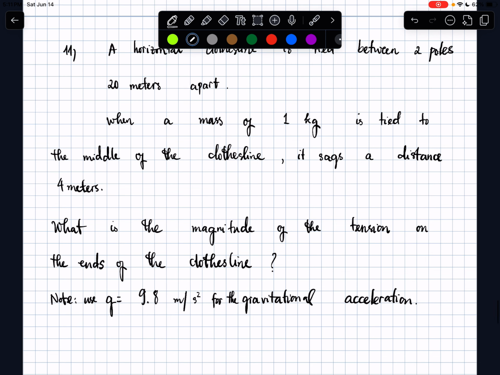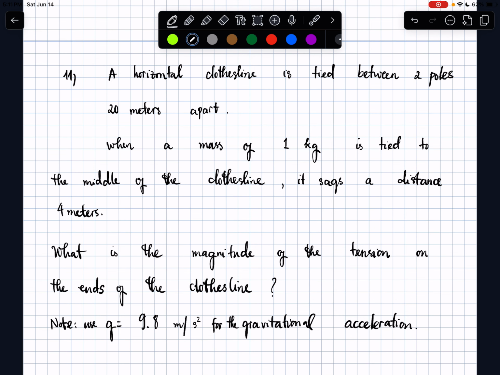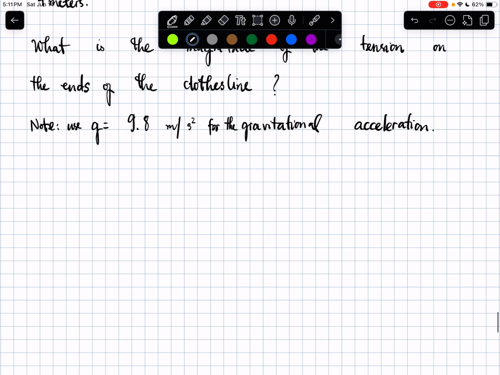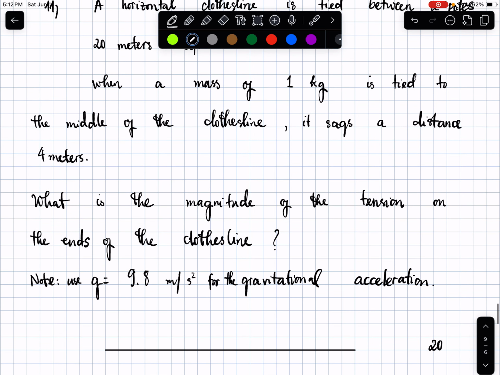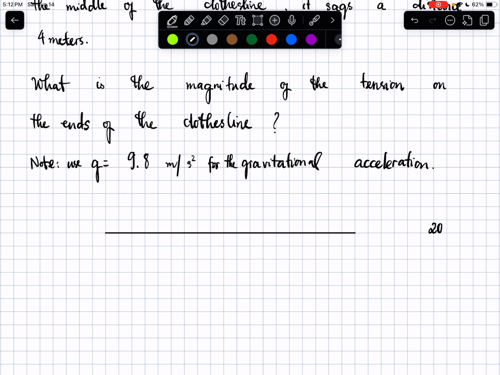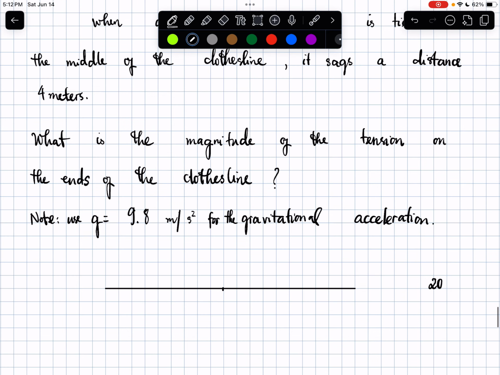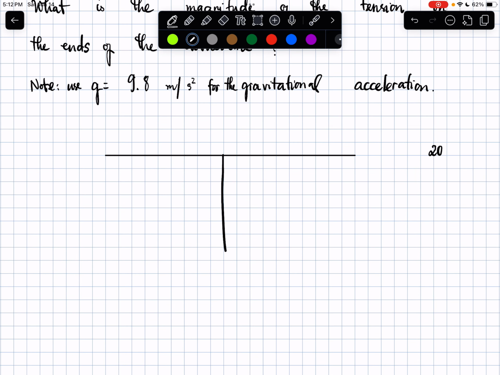Let's draw the diagram. So we have a clothesline between 2 points, and the length of this is 20 meters. And we put a mass of 1 kilogram and tie it in the middle of the clothesline. So let me say this is the middle, and it sags 4 meters, so it goes down here 4 meters. This is the mass of 1 kilogram.